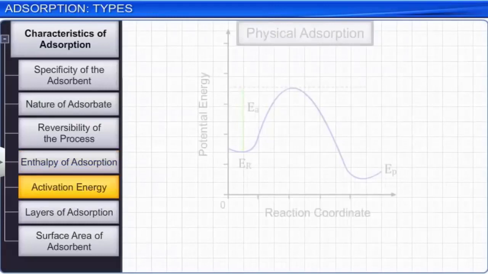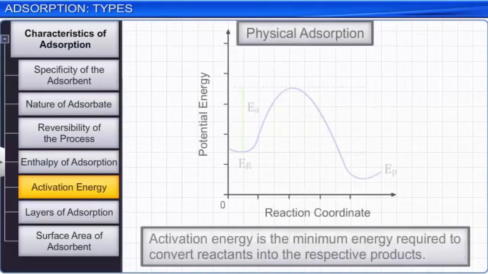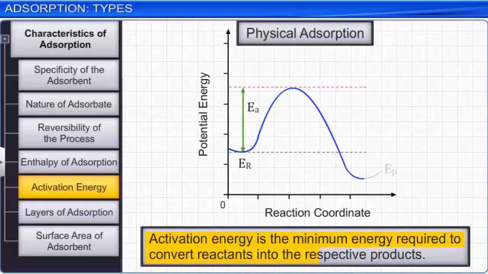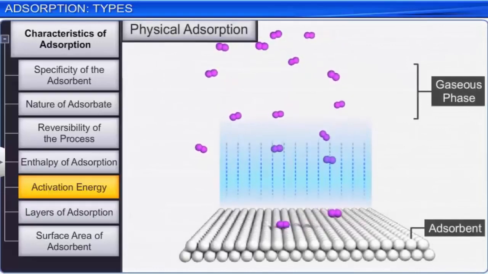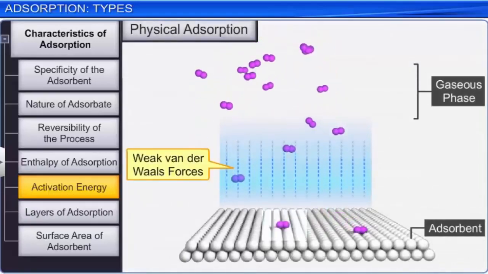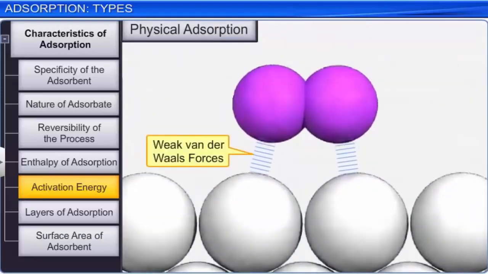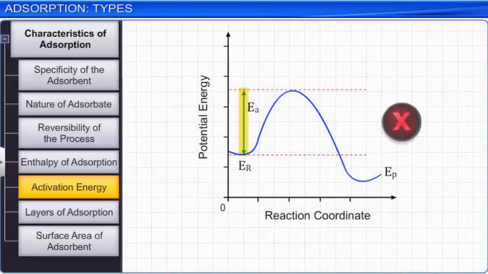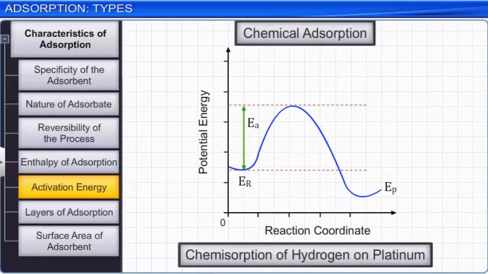Let us now discuss the activation energy required for adsorption. Activation energy is the minimum energy required to convert reactants into the respective products. Physical adsorption involves only weak van der Waals forces and does not involve the formation of surface compounds or any chemical bonds. Therefore, it does not require activation energy. However, as chemical adsorption involves the formation of surface compounds, activation energy is required for the formation of chemical bonds between the adsorbent and the adsorbate.